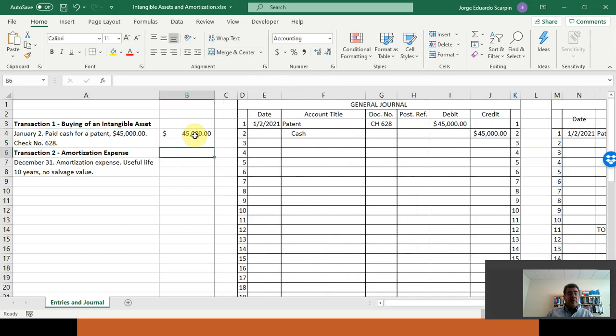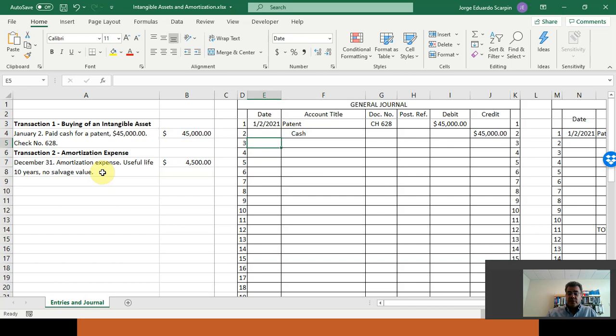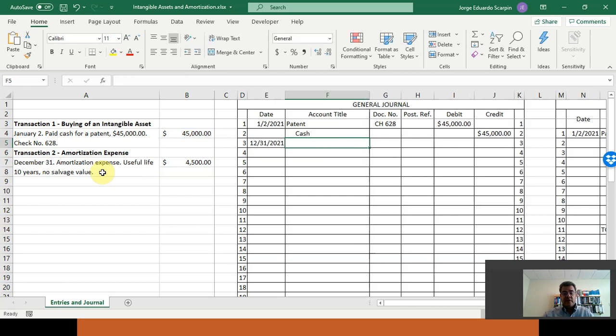So guys, how much is the amortization expense? Useful life 10 years, no salvage value. So let's amortize it. 45,000 divided by 10. So December 31st, amortization expense, debit, $4,500. Pay attention on the credit here.